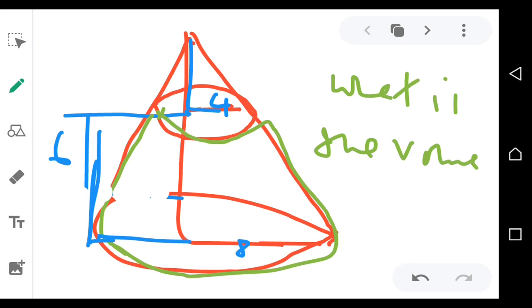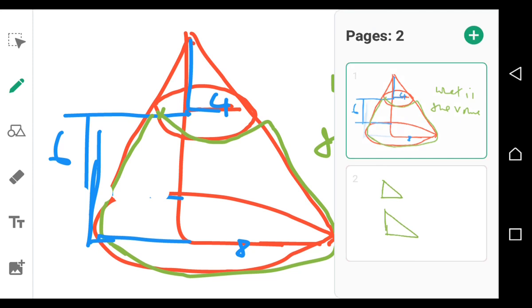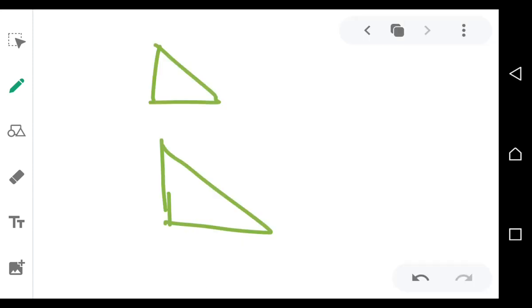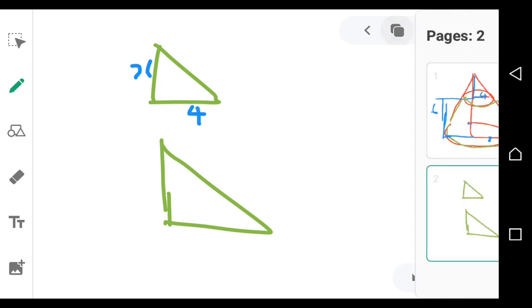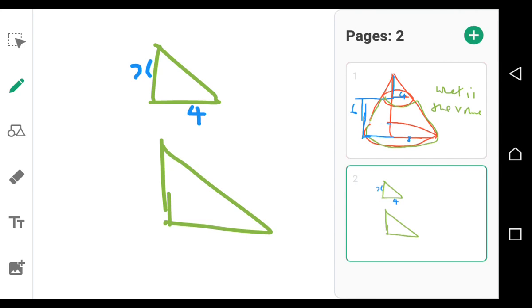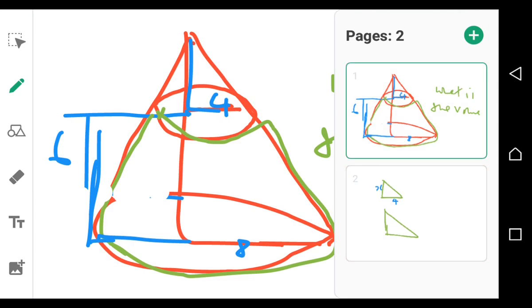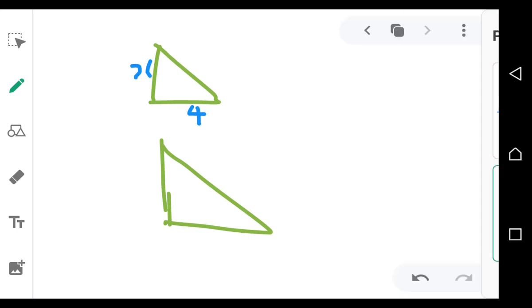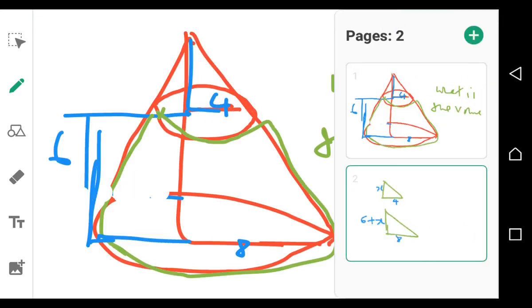Okay, so the height of a small triangle, there it's x, I do not know. There it's 4. What about down here? The larger triangle is what? The larger triangle here it's 8. So it is 8 there. The large triangle it's 8. And then this one is 6 plus x. Okay? That's the distance, 6 plus x.